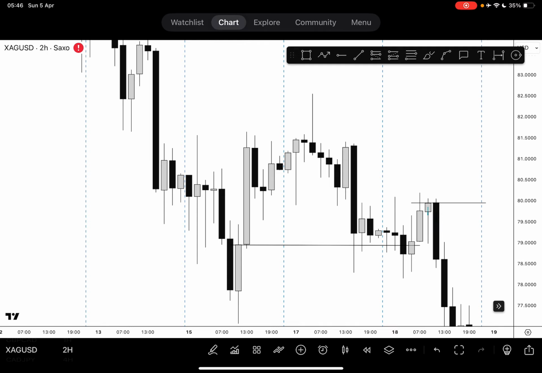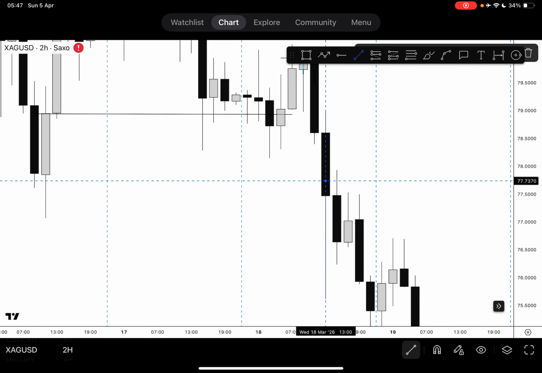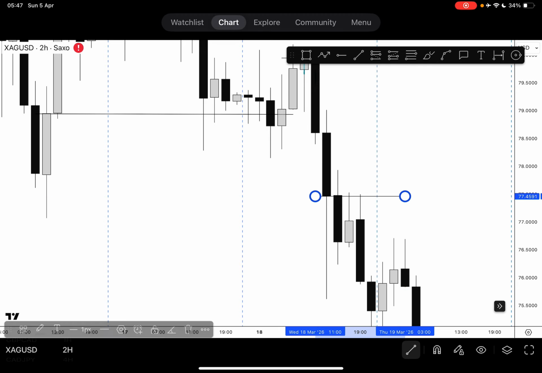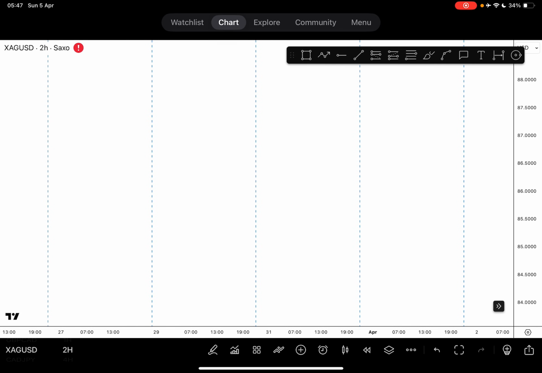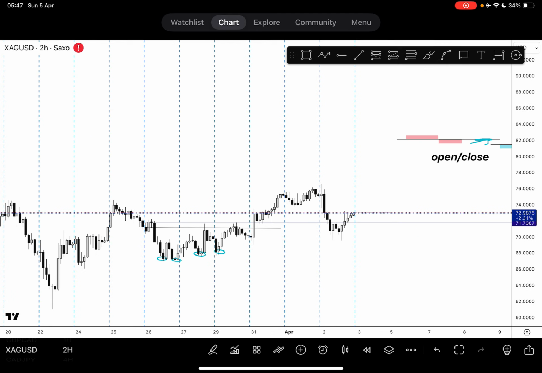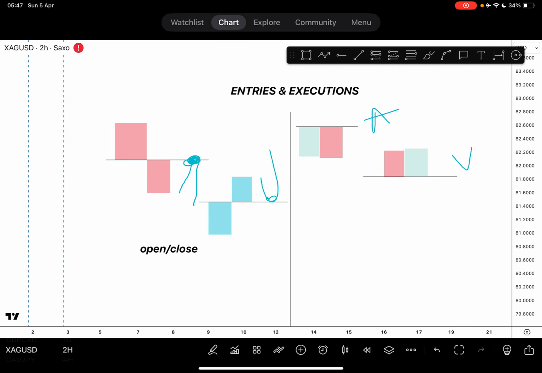Let's try and find the bearish open close. Yeah, this is a bearish open close. Can you see bearish candle, bearish candle? This is your key level. So now that we've got that out of the way, there are other kinds of key levels where price actually works from.